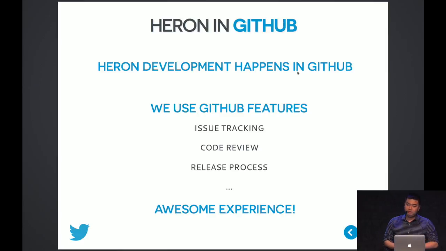Finally, I want to talk about something, Heron on GitHub. Currently, we develop Heron on GitHub, and we use a lot of GitHub features. For example, the issue tracking, the code review, the pull request, the release process, and a lot of this version controlling, and we have a very good and awesome experience.